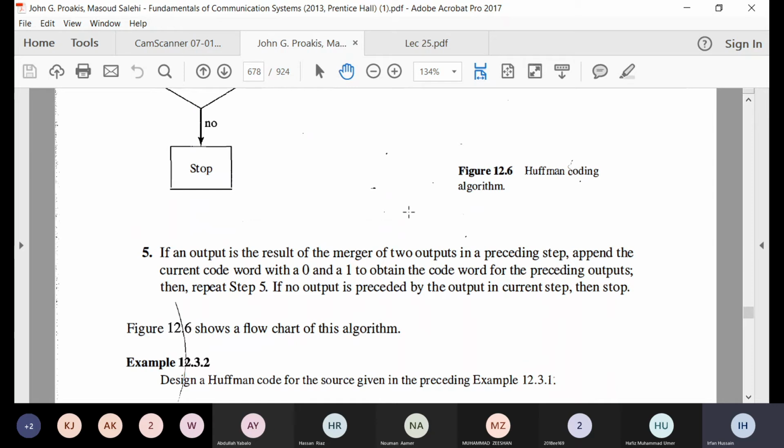Yes. So once you have combined the alphabets' probabilities and assigned 0 and 1, for any alphabet which comes from a merger, you append a 0 and a 1 to obtain the code from the preceding outputs, and you repeat the step so that every output is coded. So all the outputs are coded, and then you can stop.